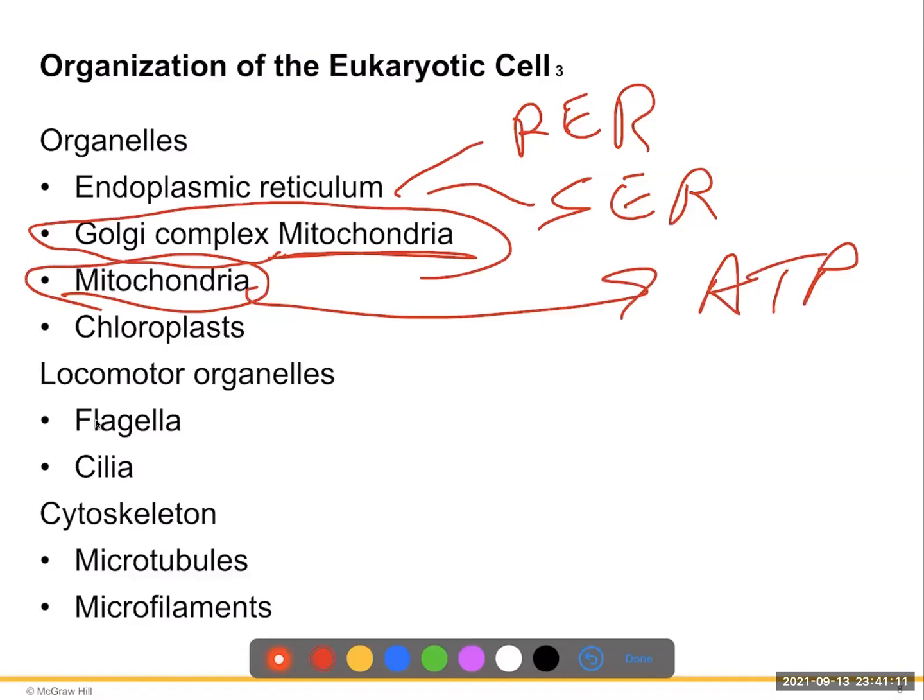There's different organelles that propel the eukaryotic cell. The flagella is the end, that's the large one. The cilia are very small ones that go around the whole edge, and they move and allow the cell to move through an environment. The cytoskeleton, which is the scaffold in the cell, holds it together and allows different vesicles to go to different areas. Those are your microtubules and your microfilaments.